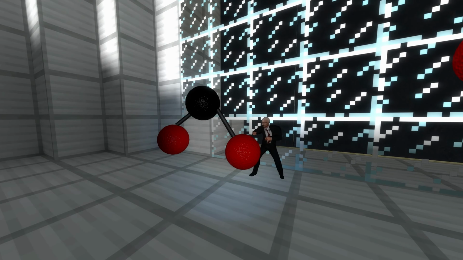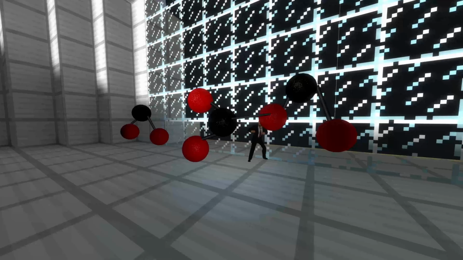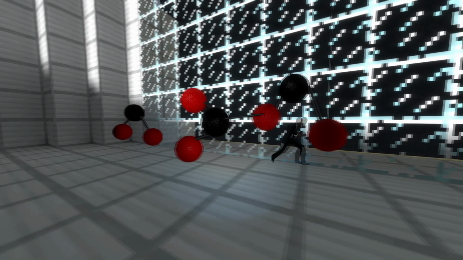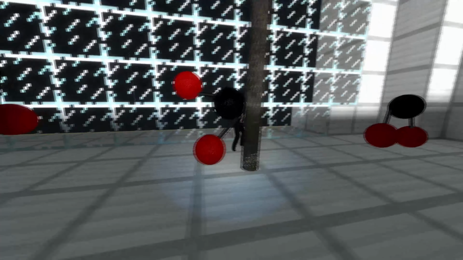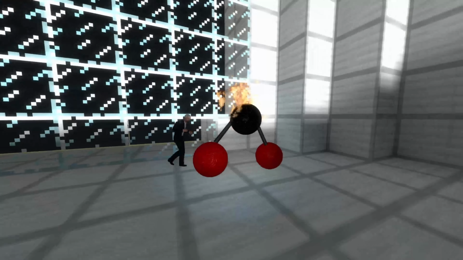Here, we have a water molecule and it has hydrogen bonds. Water's cool because it has specific properties like cohesion, which lets it stick to other water molecules, adhesion, which lets it stick to other objects, and it also has a high specific heat capacity.